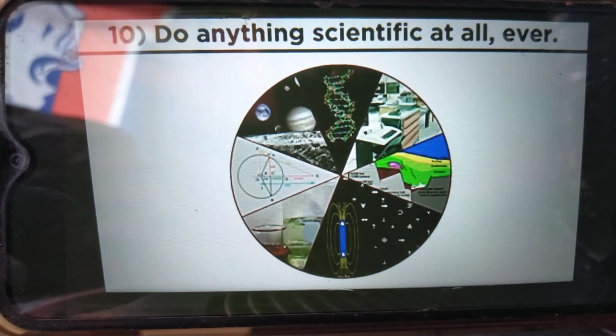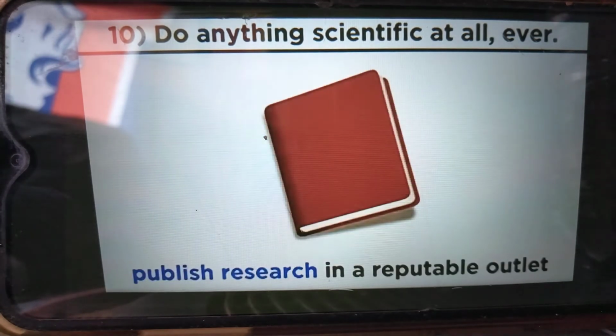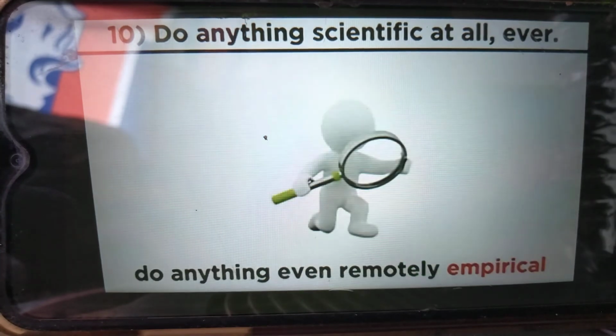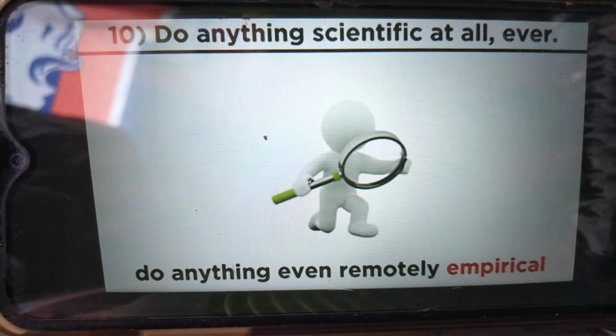And number 10. Do anything legitimately scientific at all. Publish anything whatsoever about your model in anything reputable anywhere. Invent any technology based on your model. Do anything at all that could be considered actual empirical science. Here's a hint. You may have to study some real science to do it, but then of course you would immediately learn that the Earth isn't flat, so it probably won't be of much use.